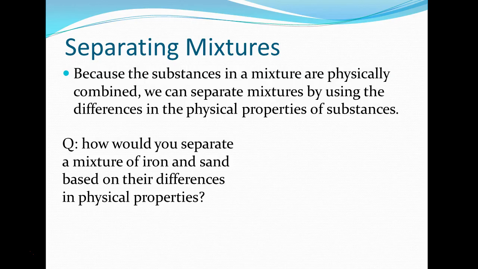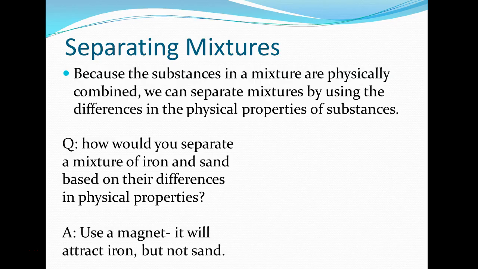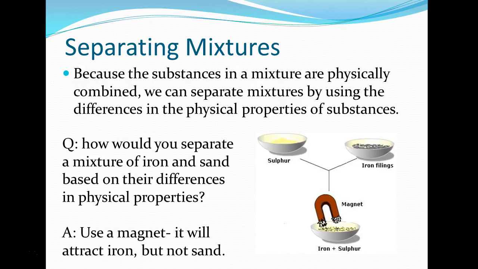So for example, let's say you had a mixture of iron and sand. How would you separate iron from sand based on their differences in physical properties? So if you know that iron is magnetic, that's a physical property of iron, then you can use a magnet to attract the iron out of the mixture, but the sand will be left behind. So you're manipulating the physical property of magnetism to separate iron from sand or sulfur. In this case, the picture says sulfur.